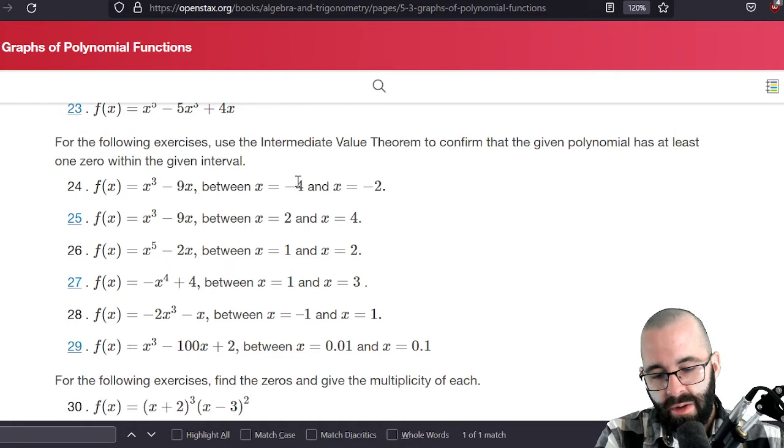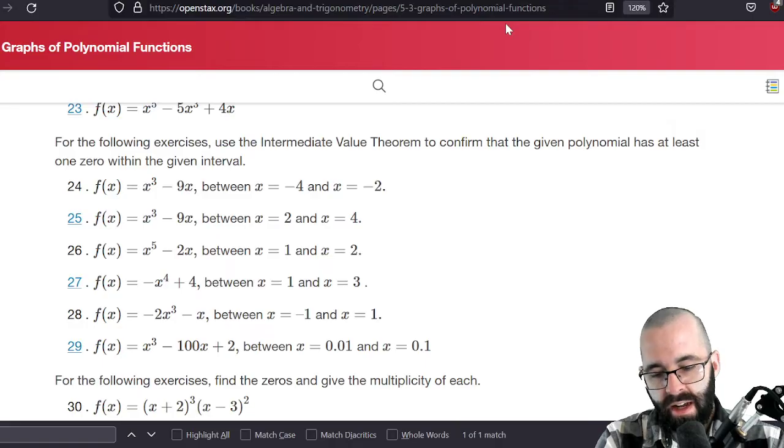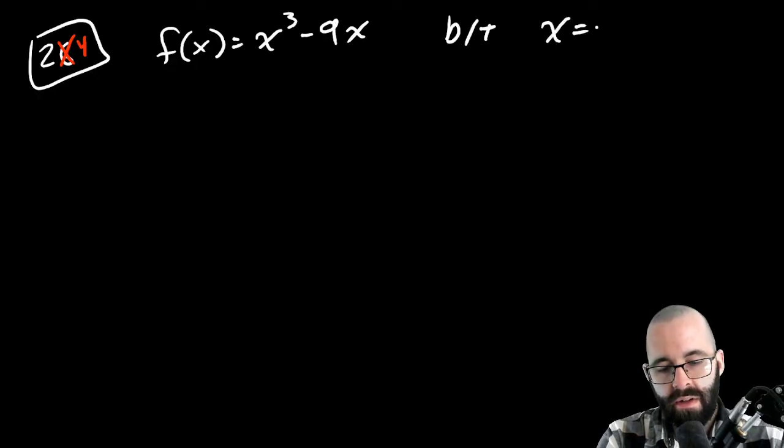Use the intermediate value theorem to confirm that the given polynomial has at least one 0 in this interval. All right, 26 is actually literally the one that we did in the video, so let's do 24. F of x equals x cubed minus 9x. We want a 0 between negative 4 and negative 2.